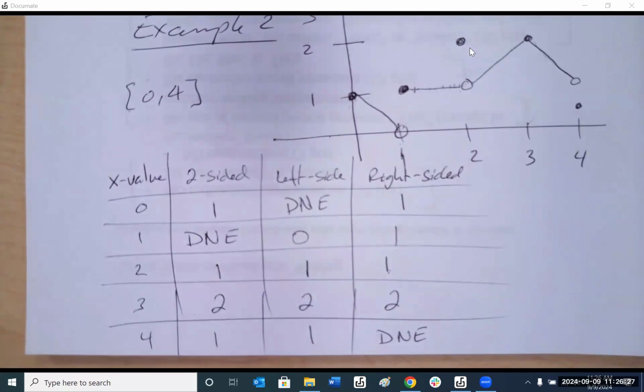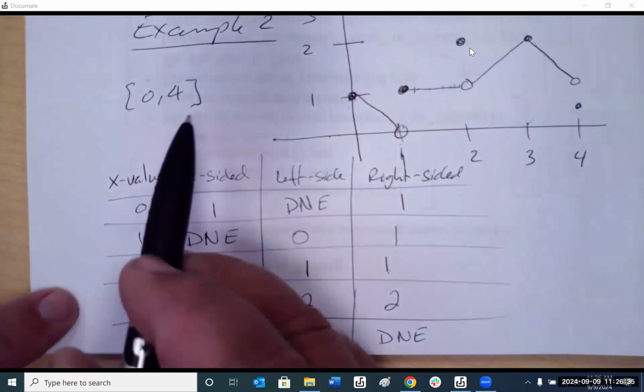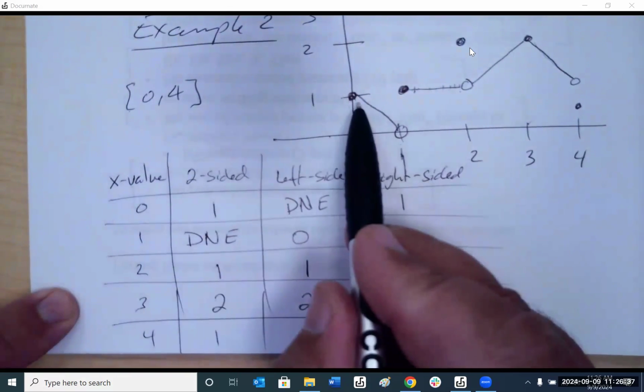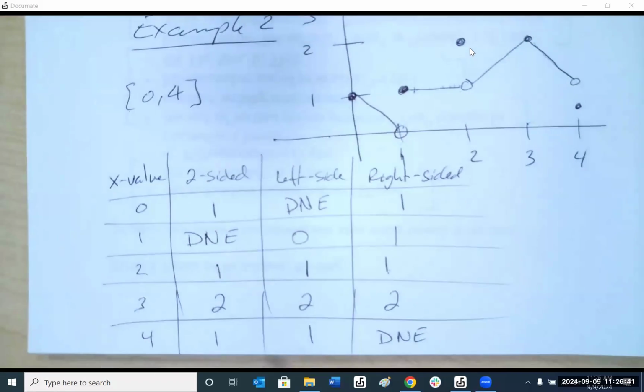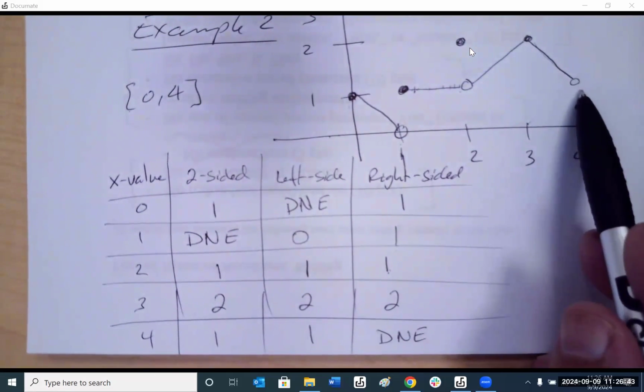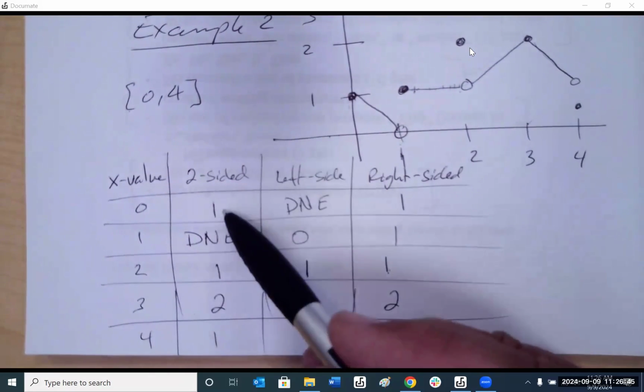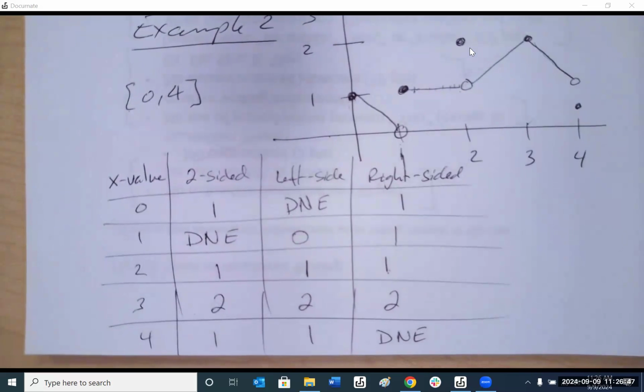So what this example showed us is the importance of defining the domain in which you're looking. Since the domain is only from 0 to 4, at this endpoint I could only take it from this side. This endpoint is there, I can only take it from one side. So that's why it has a two-sided existence.